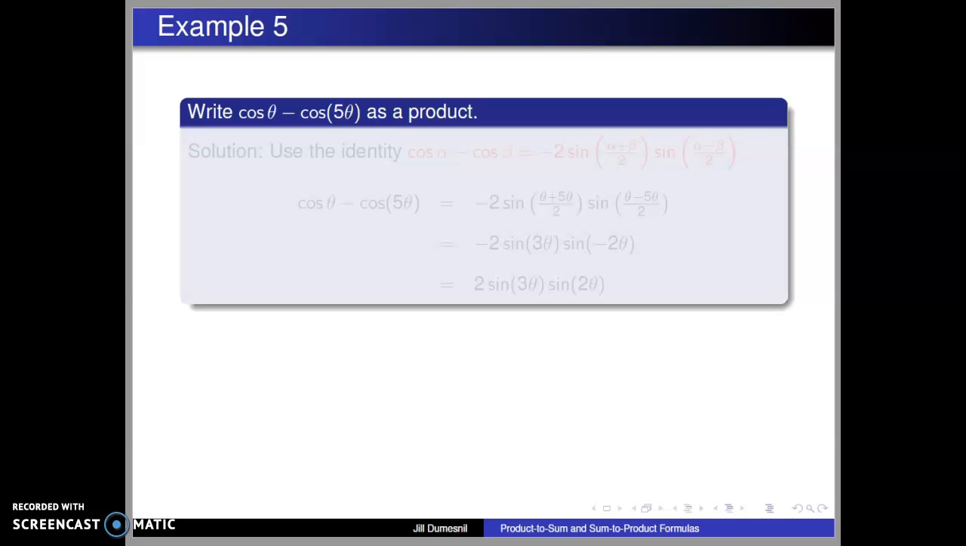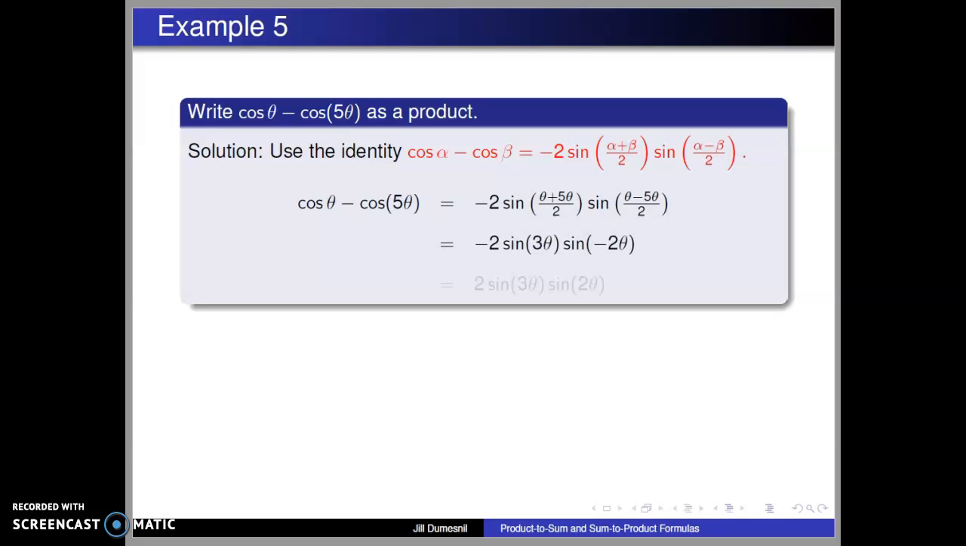Let's consider another straightforward example: write cosine theta minus cosine 5 theta as a product. We will use the appropriate sum to product formula, plug into the formula, and then simplify. The important thing here is to notice that there is more simplification possible. Since sine is an odd function, sine of negative 2 theta equals negative sine of 2 theta, and the two negatives effectively cancel out.